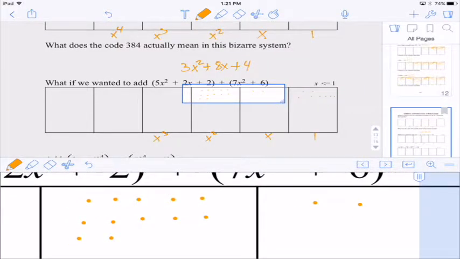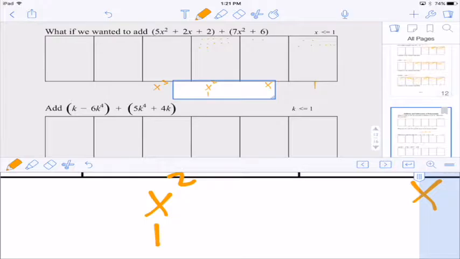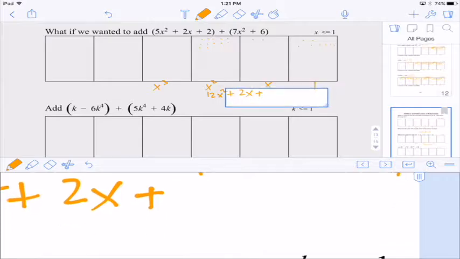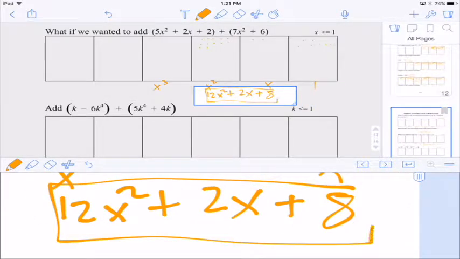So what is that grand total? 5 plus 7 gives us 12, so we have 12x squared, plus we had our 2 x's, we didn't do anything with that, and now we have all these 1s. We have 2 plus 6 is 8. So that is what we get when we add those polynomials.